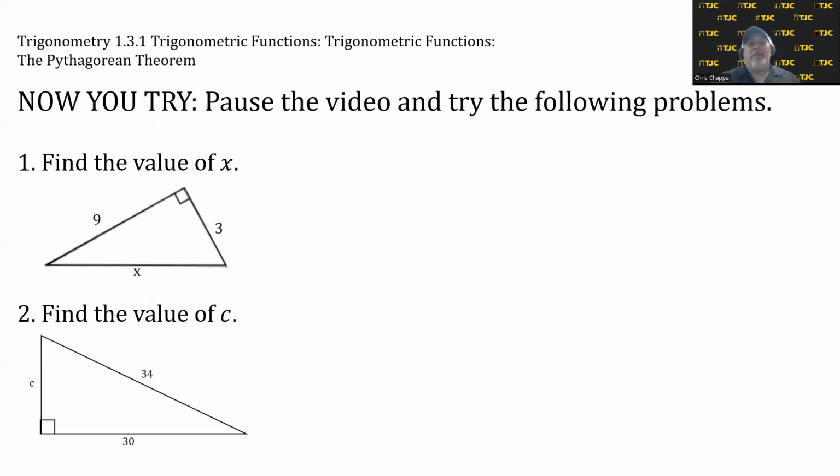All right, now you try. Pause the video and try the following problems. Number 1, find the value of x, and number 2, find the value of c. Both will require the Pythagorean theorem. Make sure you know who the hypotenuse is. All right, this is your spoiler alert. If you haven't paused the video and tried them yet, beware because here come the solutions in 3, 2, 1, and go.